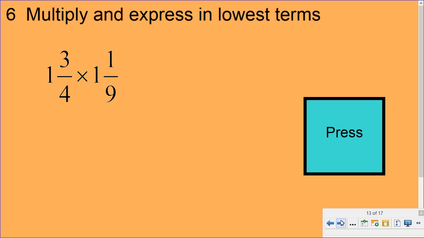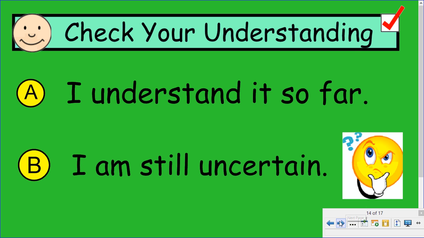Here's a question for you. Multiply and express in lowest terms. 1 3/4 times 1 1/9. Remember the steps. Multiply the whole number by the denominator and add it to the numerator, and then multiply the top numbers and then your bottom numbers and reduce if possible. So give that a shot.